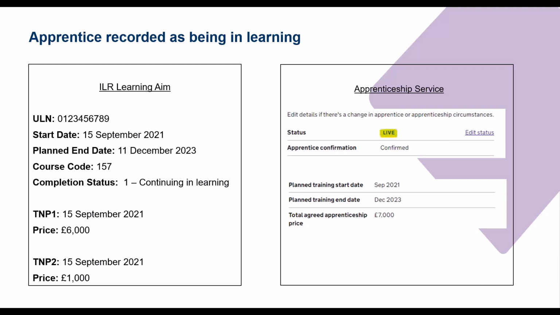And over on the right, we've just got an example of the Apprenticeship Service record for this apprentice, which is showing the status of live. And in this situation, we would be generating monthly on-program earnings, and these would be being paid to the provider.